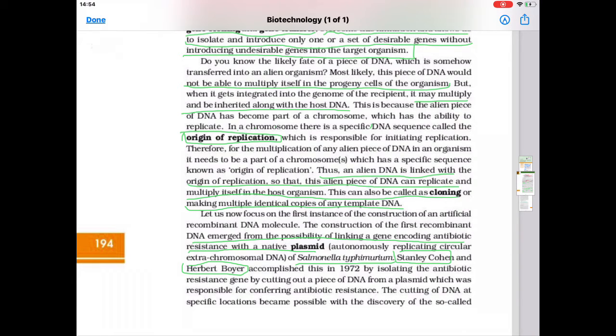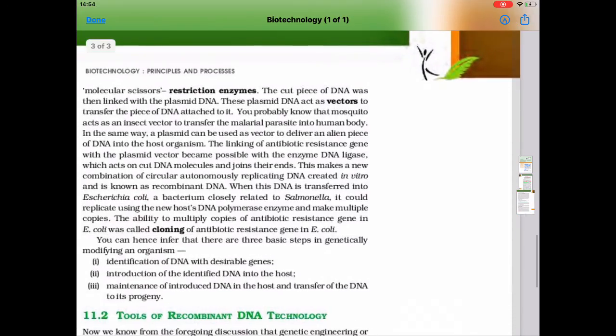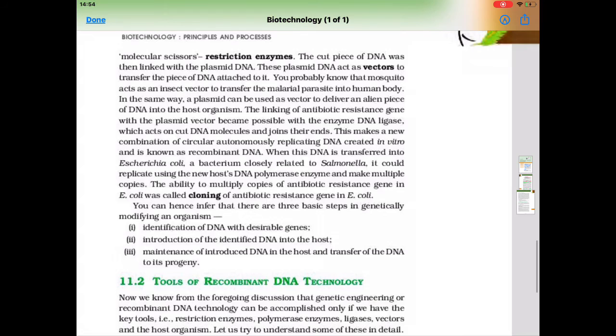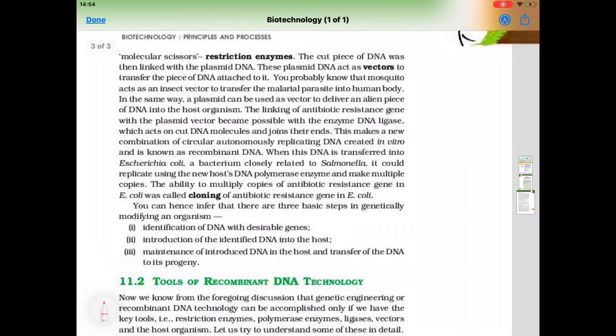Just remember, the same molecular scissor, that is the same restriction enzyme, is used for cutting both the DNAs: one from where the DNA is taken and the other in the host where the DNA has to be introduced.